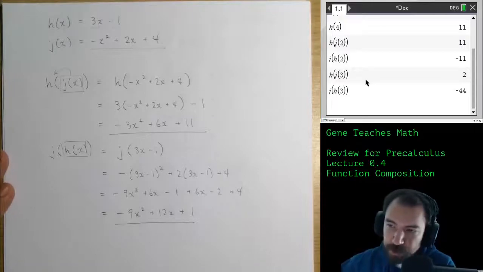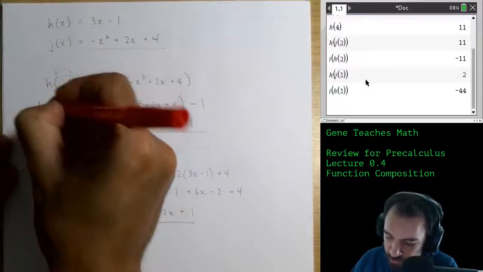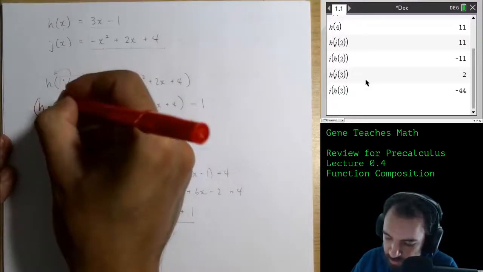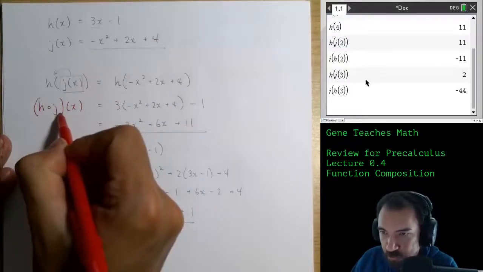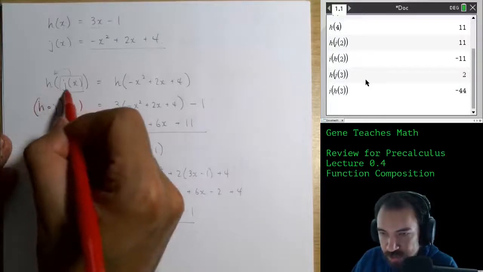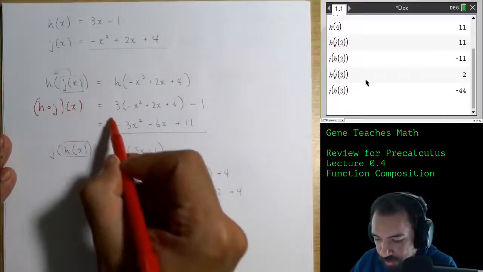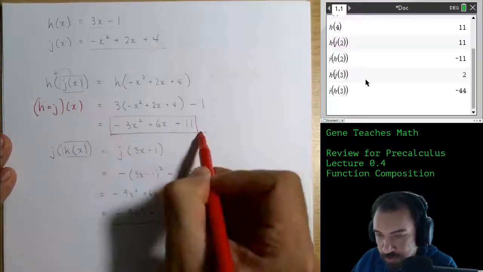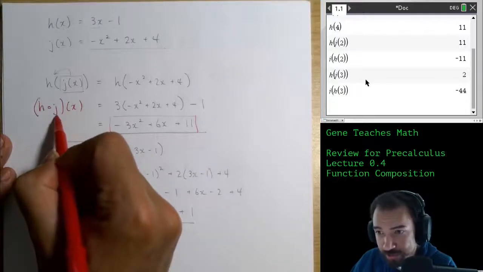Okay? But in the earlier discussion, I mentioned perhaps that this could be rewritten as h of j of x, where h of j represents the composition, where I've taken these two functions and combined them in a way that I have created a single function rule that gives me h of j.